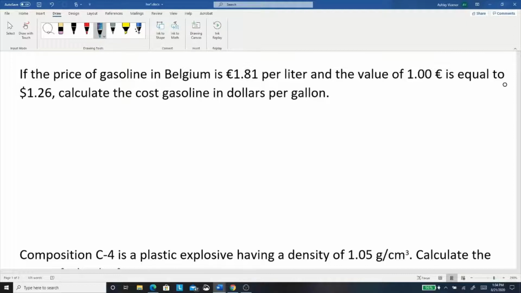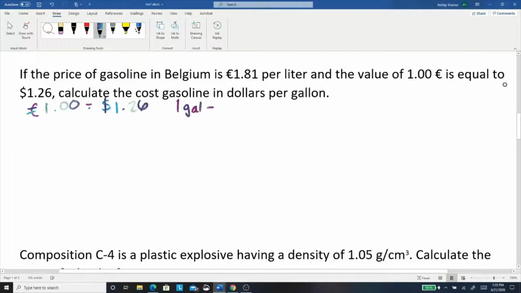So we can start by writing down what we know. They tell us that €1 is equal to $1.26. Whoop, not 2. $1.26. And then I went ahead and used the Google. You can use Google. It's nothing stopping you from it. And it tells us that 1 gallon is the same as 3.79 liters. So we've got the 2 main conversion factors we need.